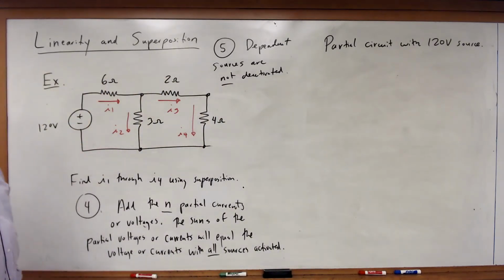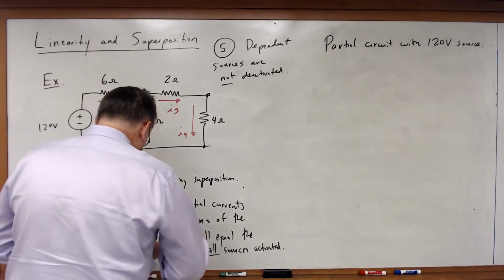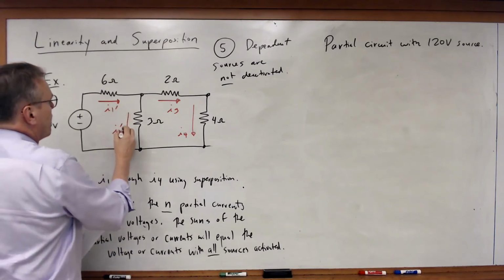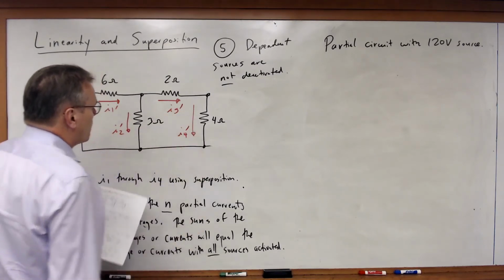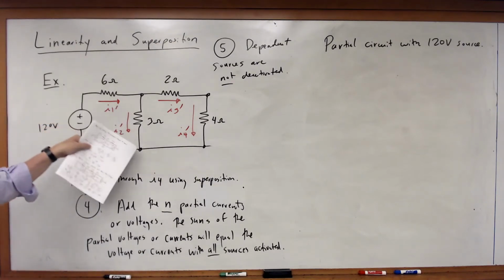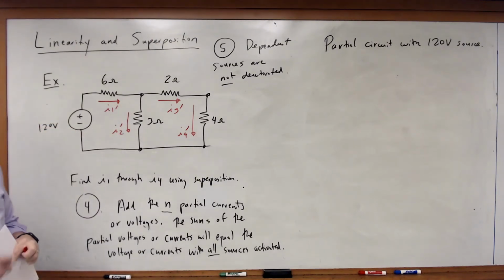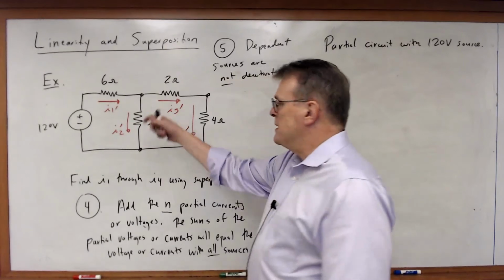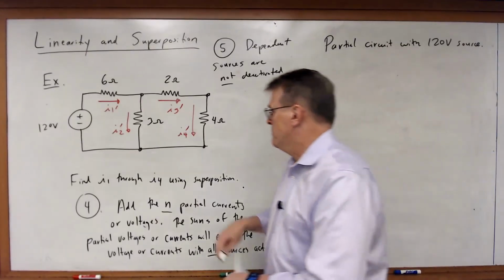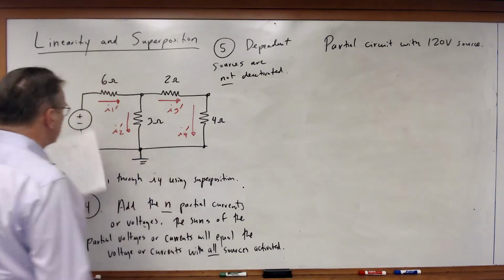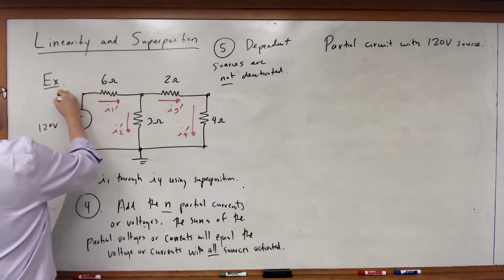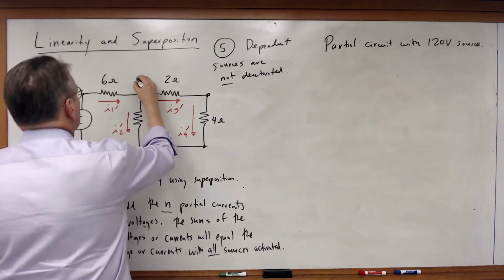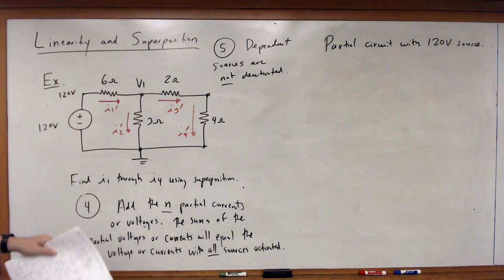Okay, now I'm going to calculate the partial currents, and I'm going to annotate these. I'm going to call this I1 prime, I2 prime, I3 prime, I4 prime. So this indicates the partial currents due to the 120 volt source. So now that I'm here, I can apply any technique I want to solve this. Let's do it nodally. I like nodal analysis, and there's a voltage source in it, which means this is going to be 120 volts. And I'm going to call this V1. That is my only undefined essential node.